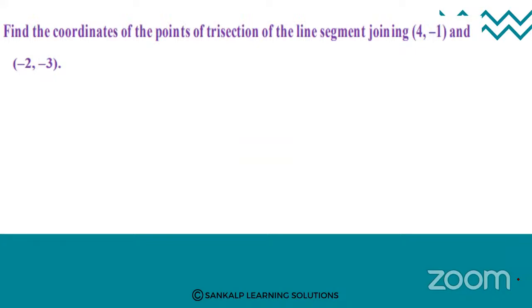Find the coordinates of the points of trisection of the line segment joining (4, -1) and (-2, -3). Okay. So trisection. What do you mean by trisection? This is also an important question. This question has been repeated many times. Find the coordinates of the points of trisection.